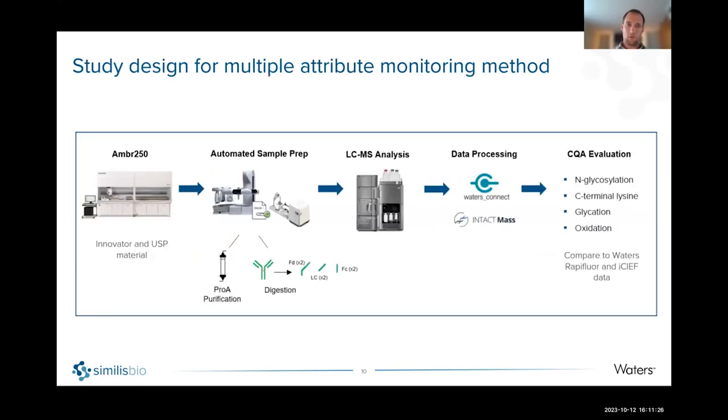So we collaborated with Waters to develop a single scalable method to monitor the attributes that we cared about, which again, charge profile and glycan profile. To give an overview of how that method works, the initial study that we ran used Ambr 250 material. We have 2 different clones, and actually 2 different cell culture conditions as well, and innovator material run alongside with that material.